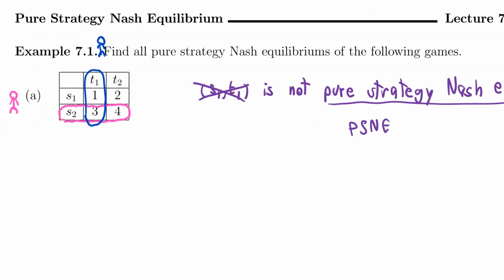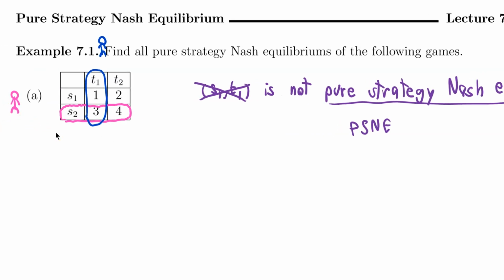Okay. So now, is S2 and T1 a pure strategy Nash equilibrium? Let's see. Alice says, okay, I'm gonna play S2, and Bob says, okay, I'm gonna play T1. Now, if Alice changes her mind later and plays S1 instead, notice that originally Alice would have gotten $3, but if she changed her mind, she only gets $1, so there's no reason for her to do so. So she sticks with her choice, which is S2.